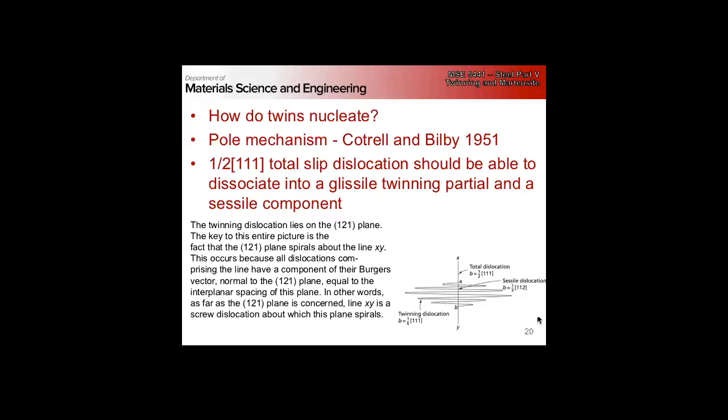Okay, so the first pole mechanism was developed by Cottrell and Bilby in 1951. Basically, we have a total dislocation of 1/2 1 1 1 direction. So remember BCC, what are the slip systems? The 1 1 0 plane, and the Burgers vector is 1 1 1. So the opposite of FCC, right?